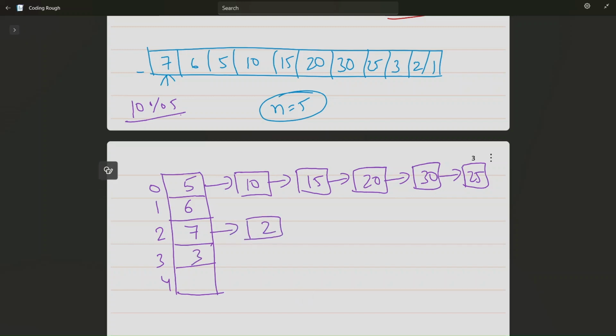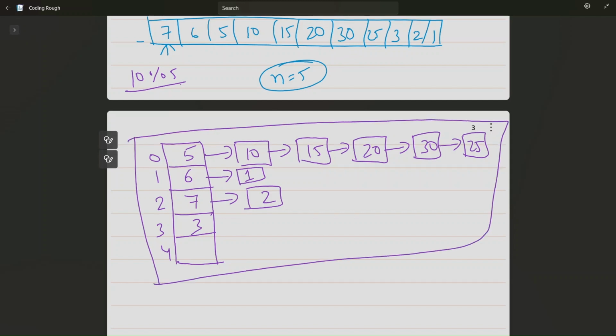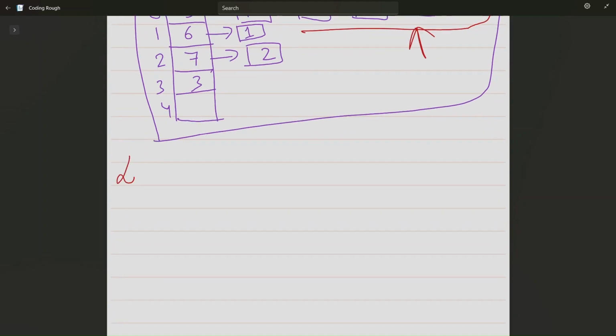So you can see that there is no control over this whole length. Here comes a concept called the load factor. What is the load factor? The load factor has a formula: n by b should be less than or equal to 0.75.